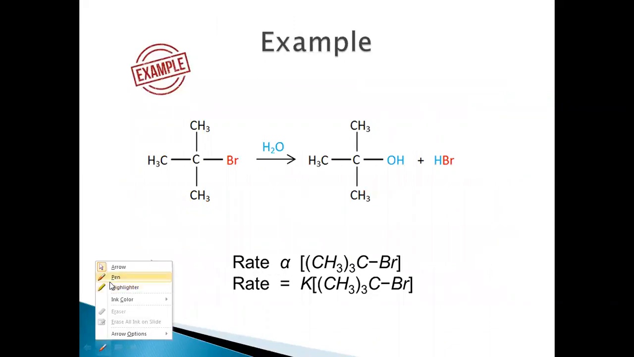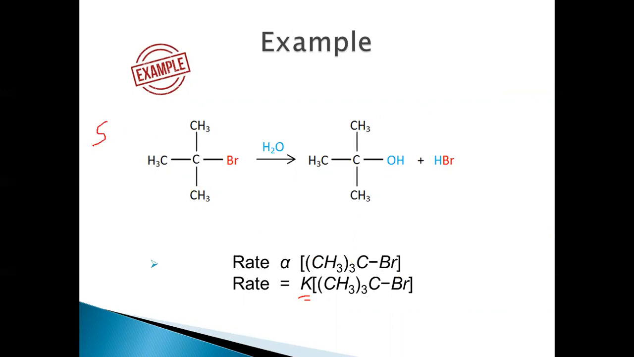Now, let's see this with the help of the example. The rate is directly proportional only to the concentration of this alkyl halide. If you remove the proportionality sign, the k is introduced here, which is a proportionality constant. So rate is equal to k into the concentration of the tertiary butyl bromide. And the major thing is, as the rate is dependent only on the concentration of tertiary butyl bromide, it says that the mechanism of SN1 is quite different from that of the SN2 reaction.